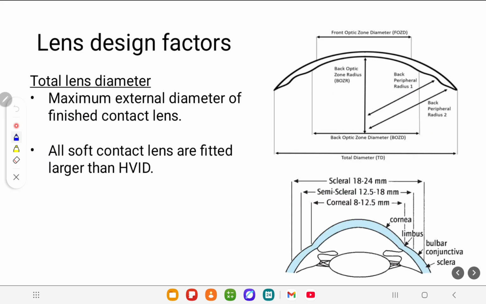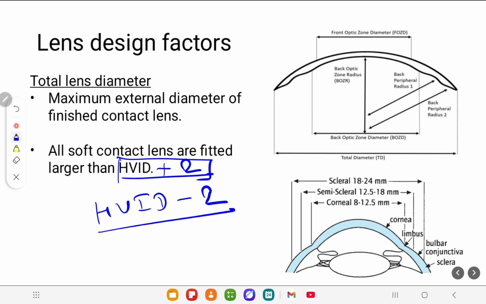Okay, so lens design factors: the total diameter. Total diameter means the maximum extent of the diameter of the finished contact lens. All soft contact lenses are fitted larger than the HVID. So as a rough guide, soft contact lens is HVID plus 2, and, sorry, in RGP contact lenses it is HVID minus 2. This is a rough guide, but it's not always so.